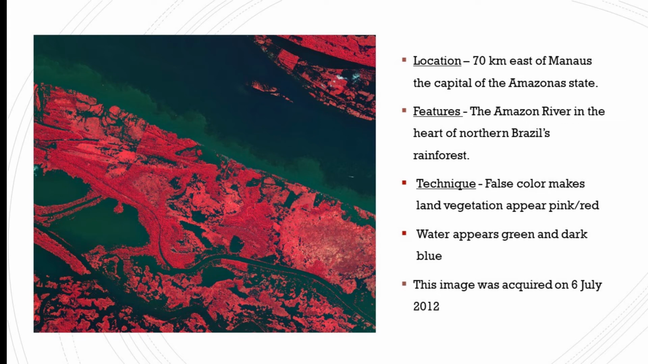It features the Amazon River in the heart of northern Brazil's rainforest. The technique for this image uses false coloring, which makes the land vegetation appear pink or reddish, while the water appears green and dark blue. This image was acquired on the 6th of July in 2012.